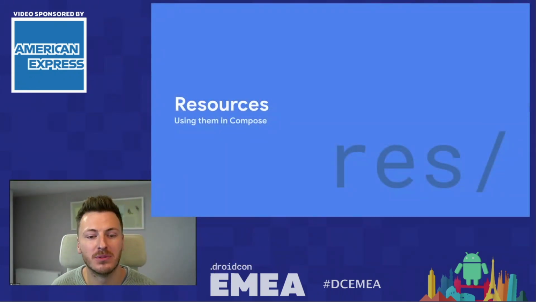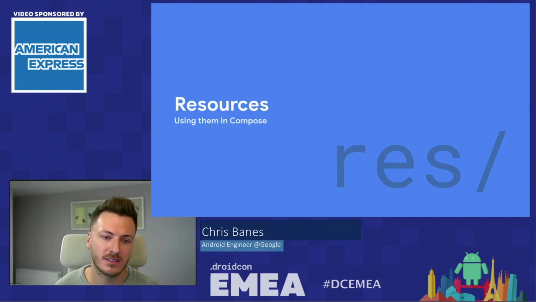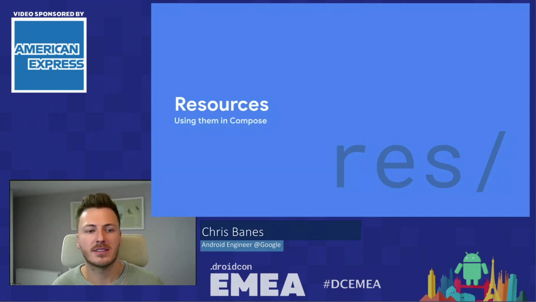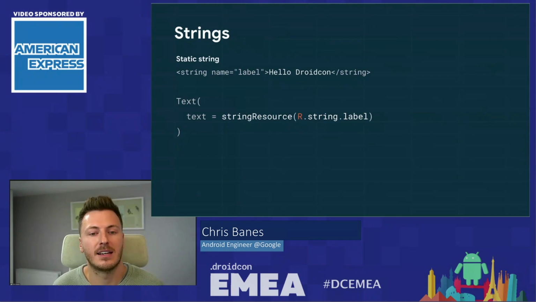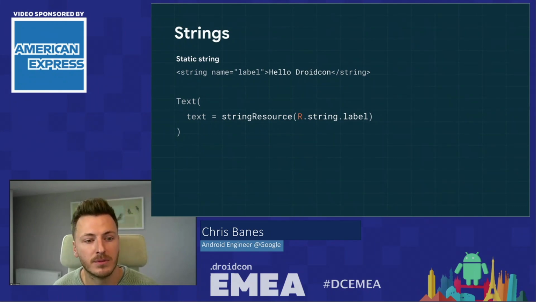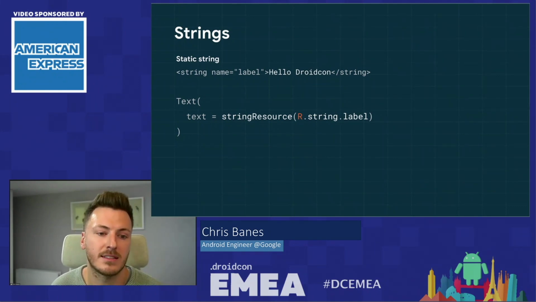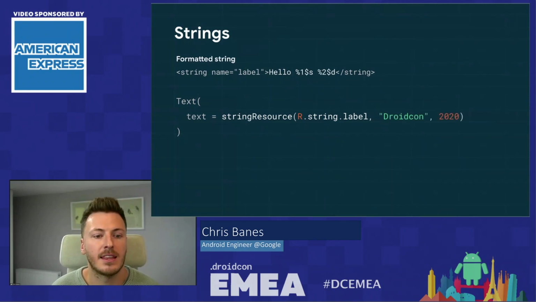So a big part of the Android apps that you create is the resources which you bundle in your apps. So things like strings, drawables, layouts, all the rest of it. So in this section, we're going to take a look at how you can use those in Compose. The most basic and common type of resource in your apps tends to be strings. So here you can see an example where we've got a label called Hello droidCon. And to use that in your composables, you would use the string resource effect and then pass it the ID. That same effect also works with formatted strings. So if you've got formatted parameters in those strings, you can just pass them in as the var args at the end of that parameter.